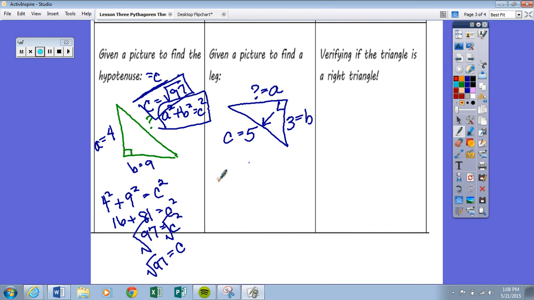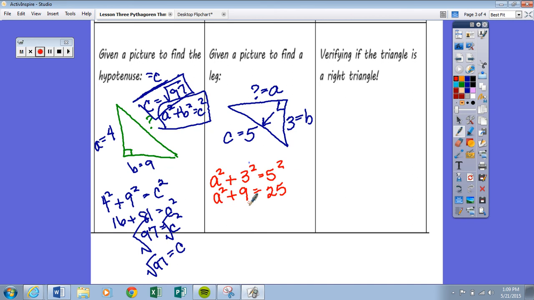So when we do that, we're going to have A squared, which we don't know the A, plus B squared, my B is 3, equals C squared, which is my 5 squared. And from here, we're going to try to figure this equation out. So let's simplify what we can. 3 squared is 9. 5 squared is 25. And you're trying to solve for A.